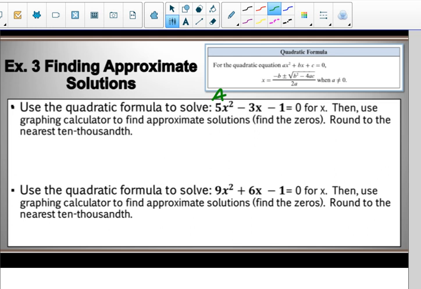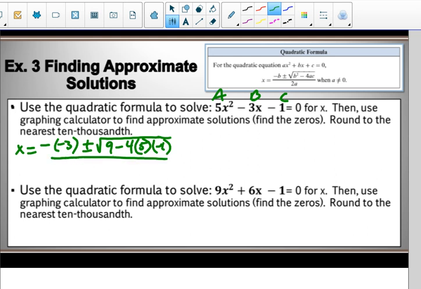So first one, here's your a, here's your b, here's your c. If I start plugging them into the formula, the opposite of negative 3 is 3, plus or minus the square root of negative 3 squared. Negative 3 squared is 9, minus 4 times a, which is 5, times c, which is negative 1, divided by 2a, a is 5 again. So now I have 3 plus or minus the square root of 9 plus 20, which is the square root of 29, divided by 10.